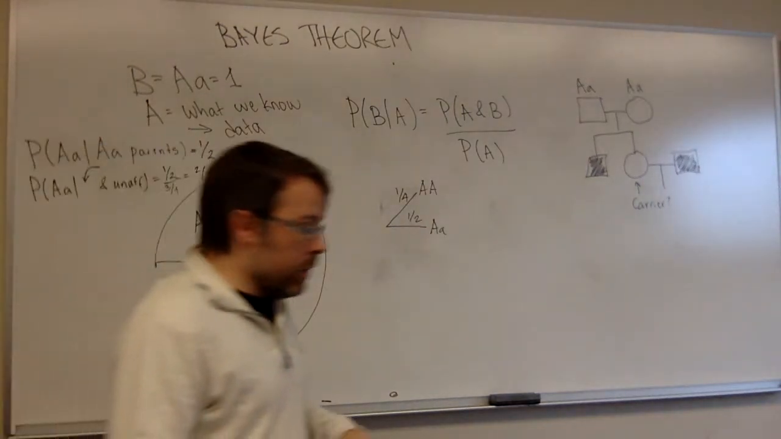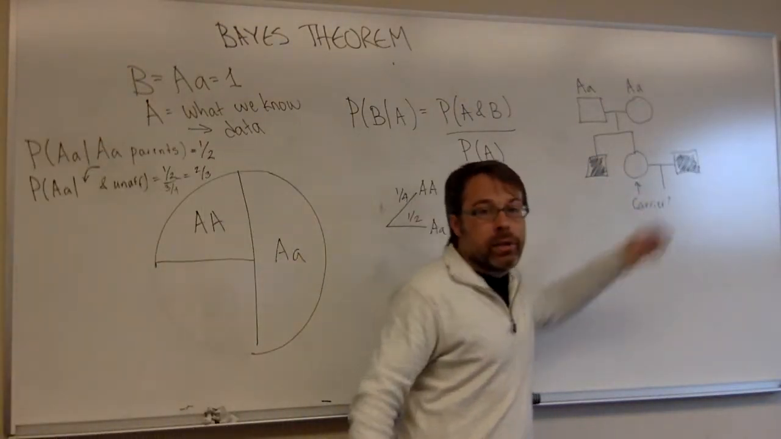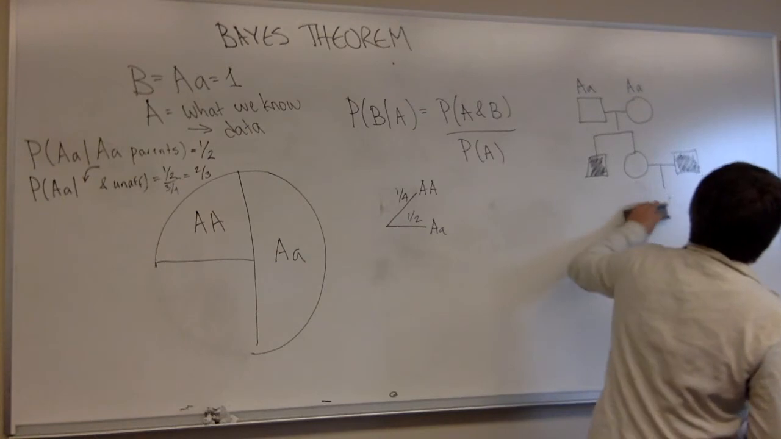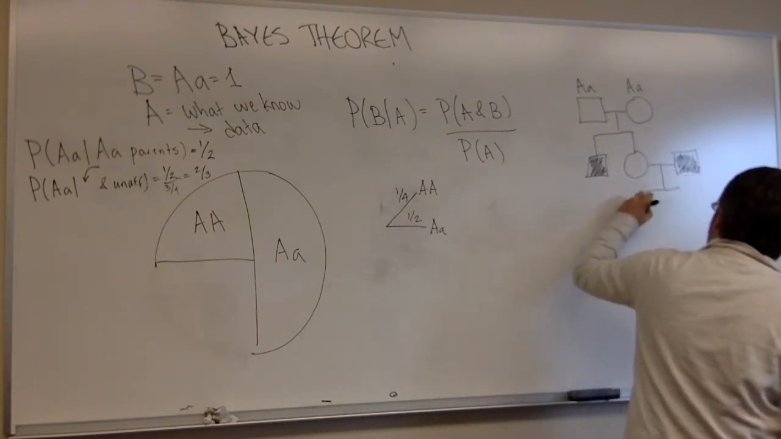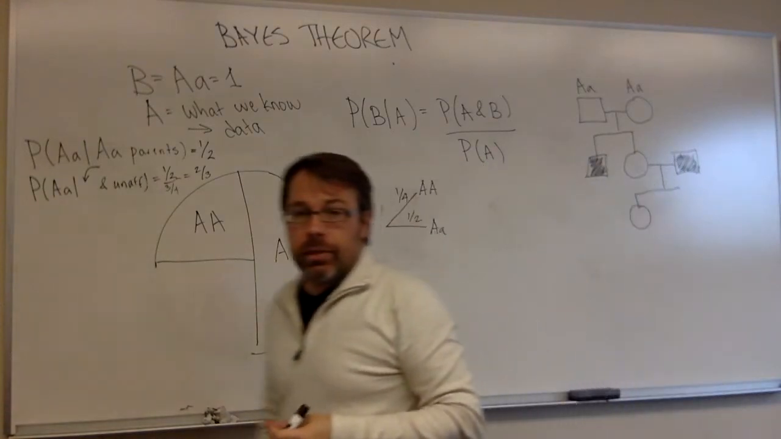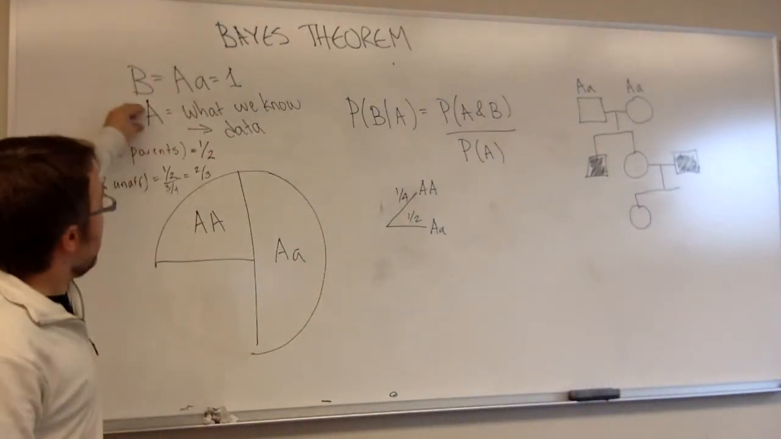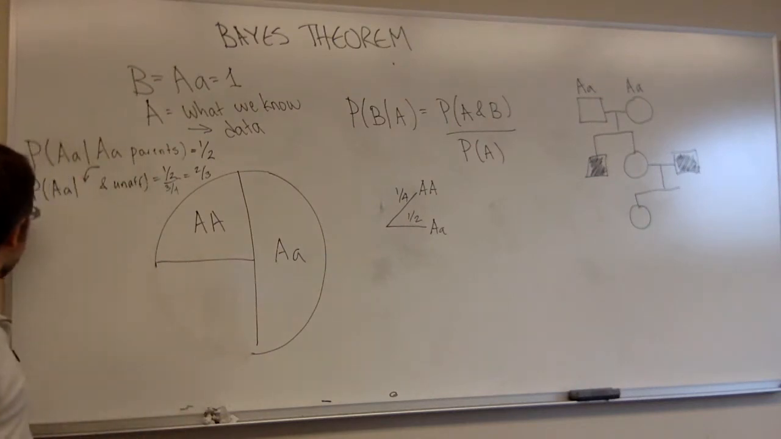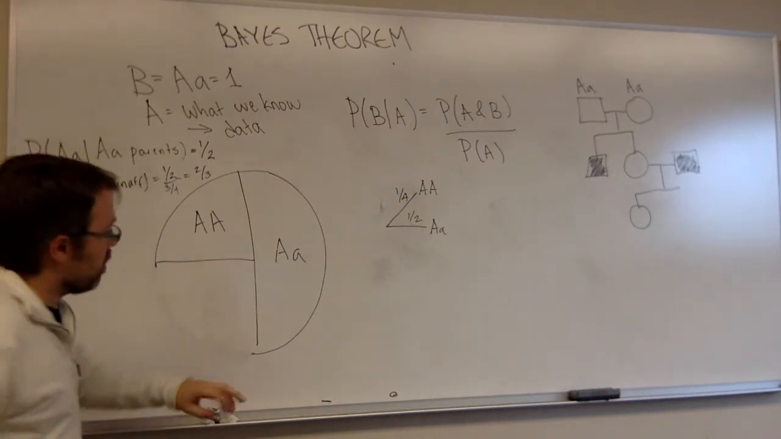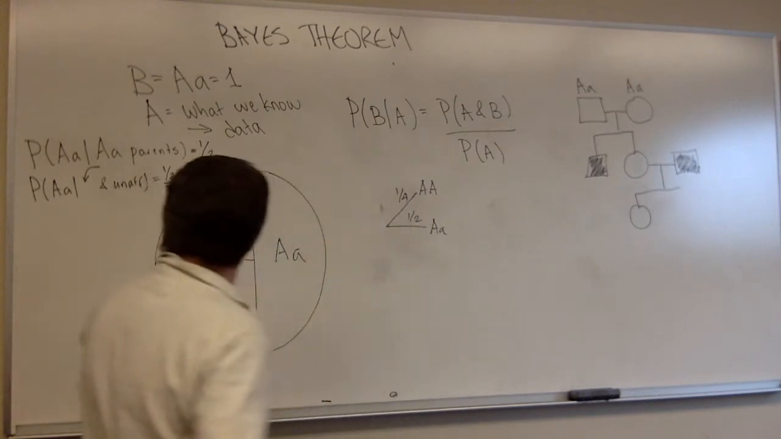Okay, and so now this individual meets an individual who is carrying the trait, and they have an offspring. So let's say their first offspring is unaffected. Then how does that change things? Okay, so now what is A? Well, A is all the data we have, so everything we know. So now, let me just rewrite for a second.